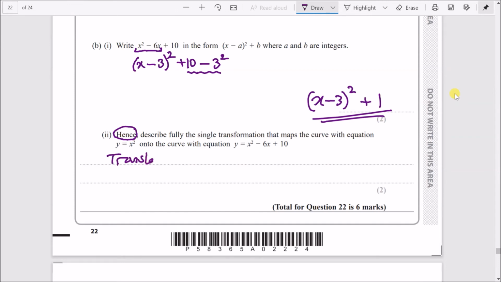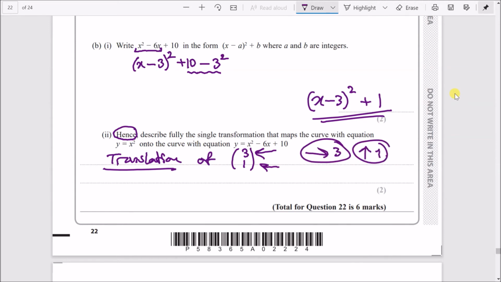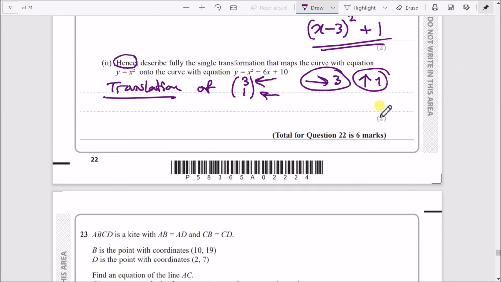Okay, so that's one mark. You say the word translation because translation means a movement. And you say a movement what? You can say a translation of the vector (3, 1). Now this vector means that, well, the 3 means that it's moved across the x-axis by 3 points, and the 1 means it's moved across the y-axis by 1 point. In other words, it's gone 3 to the right and 1 up. And that's exactly what this means. Yeah, and we're good here, guys.